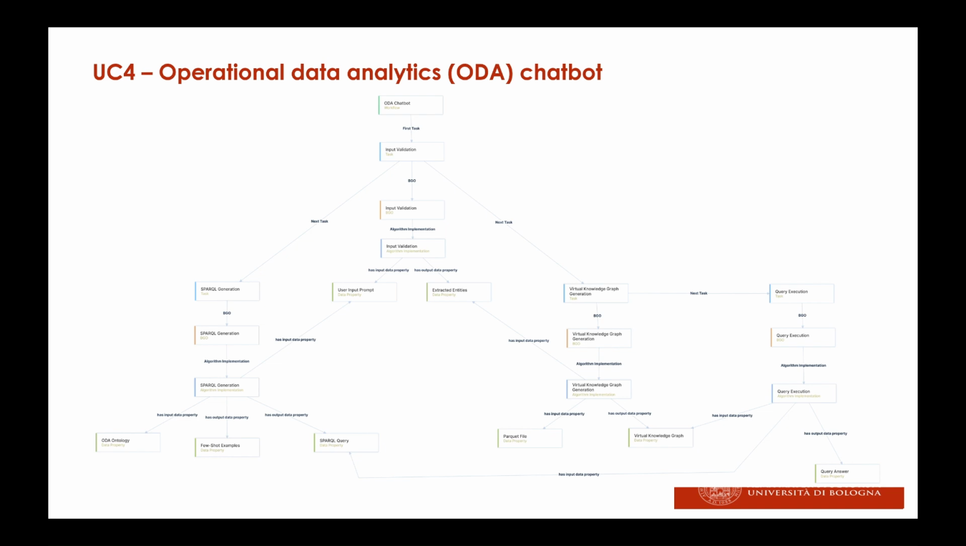The SPARQL generation generates the SPARQL query, and the virtual knowledge graph generates the virtual graph to answer that query, which fetches the data from the ODA data lake, and this is then stored inside the graph database on which the generated SPARQL query is executed in the final task of query execution.